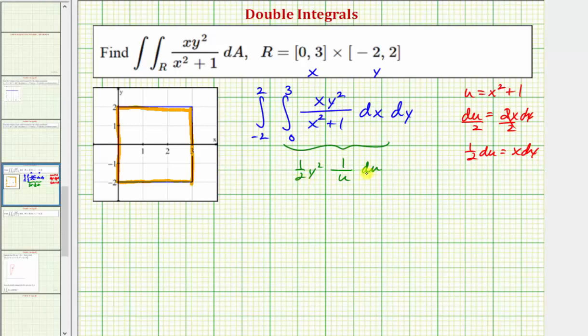Now if we integrate with respect to u, notice how we'd have 1/2 y squared times natural log absolute value of u, which means in terms of x, we'd have 1/2 y squared natural log. Absolute value of u would be absolute value of x squared plus 1, which is always positive, so we can leave off the absolute value and just write natural log of x squared plus 1.